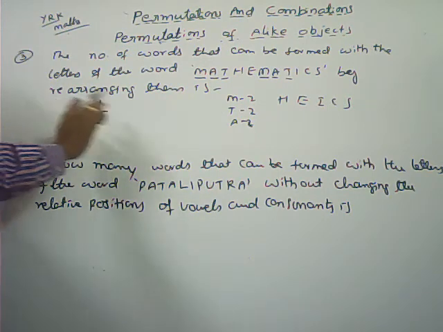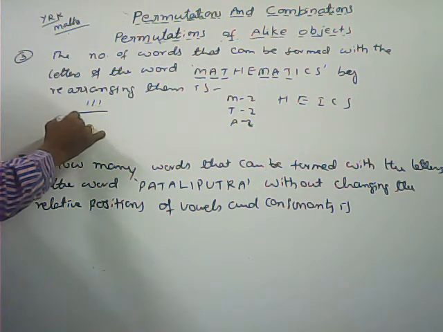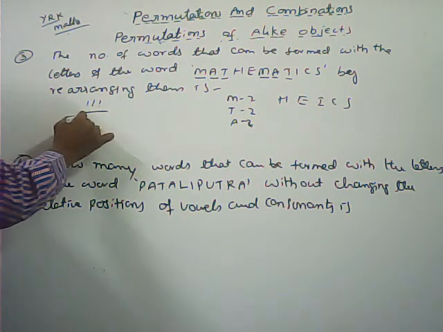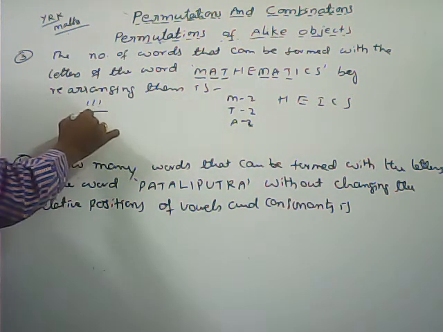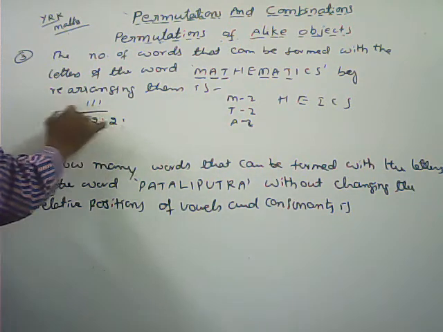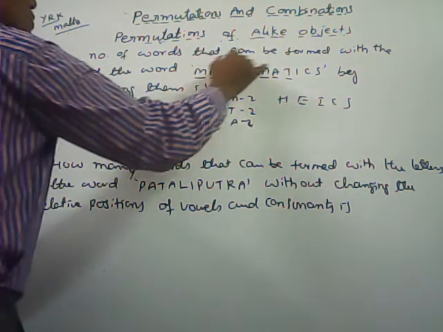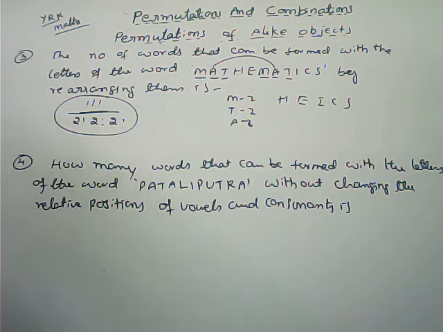So out of 11, 2 M's are alike of one kind, 2 T's are alike of another kind, and 2 A's are alike of another kind. So the total number of arrangements we can find is 11 factorial divided by 2 factorial three times. For example, here these 2 are alike only. If I interchange the 2, there is no change in that arrangement. Both are the same. That's why we are dividing by that one only.